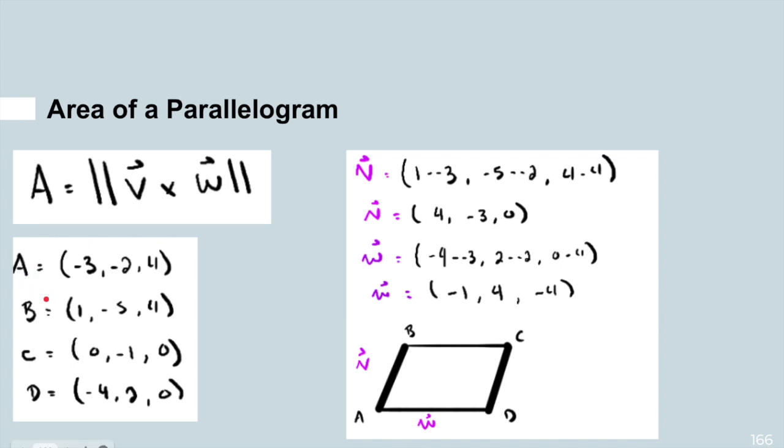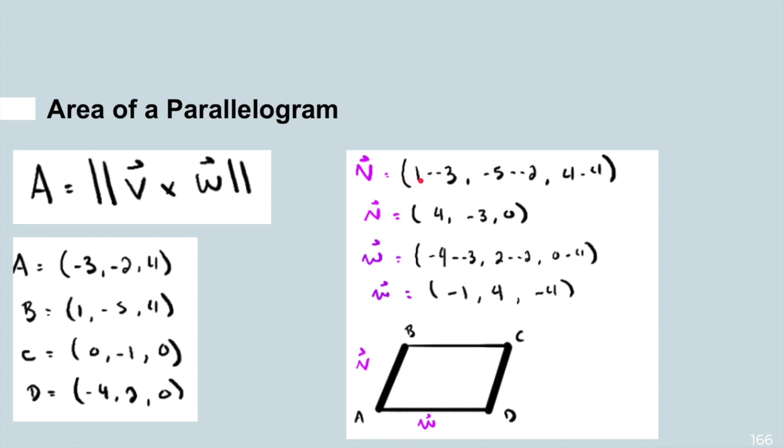You have the coordinates for A, B, C, and D, which are written out right here. A is going to be this corner, B is this corner, C, and then D. So I said that my vector v is going to be the line between A and B, and my vector w is going to be the line between A and D. Now to find it, I'm going to take B minus A, so all the coordinates of B minus all the coordinates of A is going to equal my vector v.